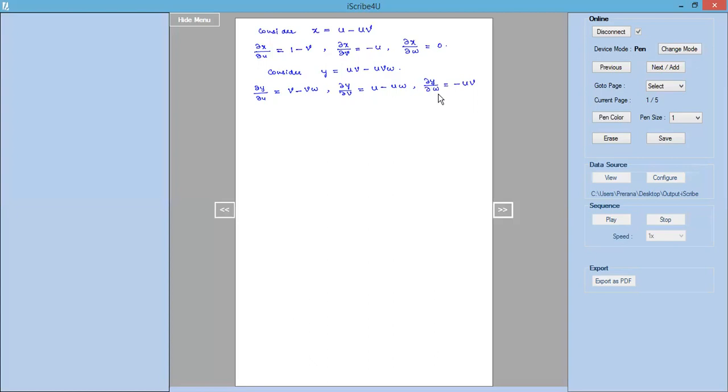Now dou y by dou w. With respect to w, u and v are constants. So differentiation of the first term goes to 0. Minus, with respect to w, we have the minus uv term.